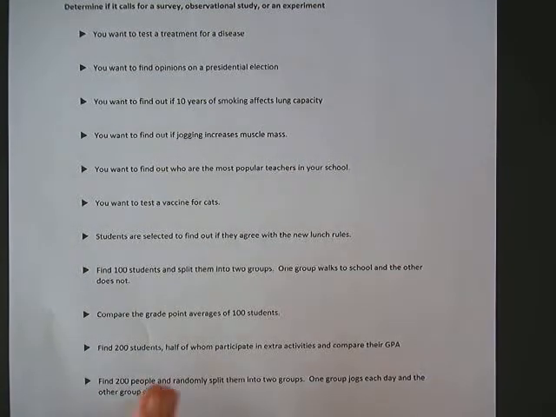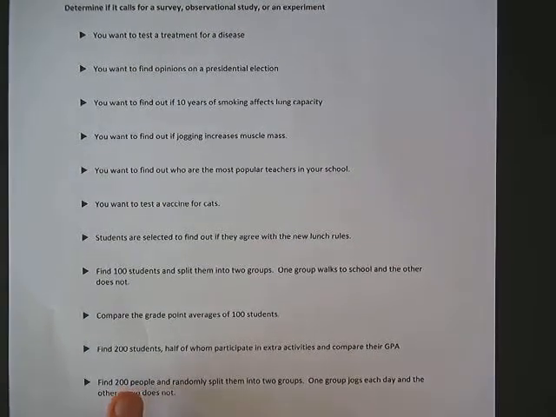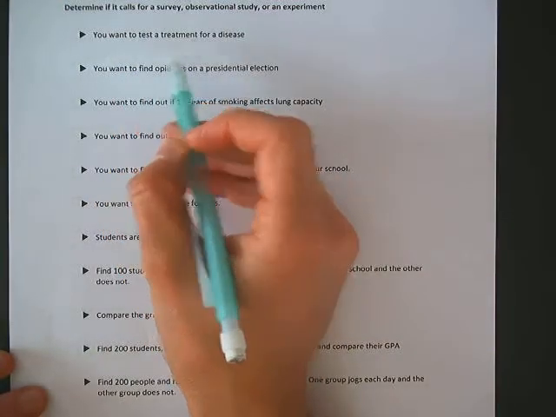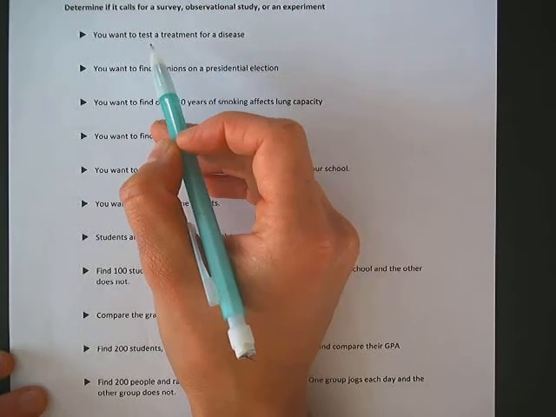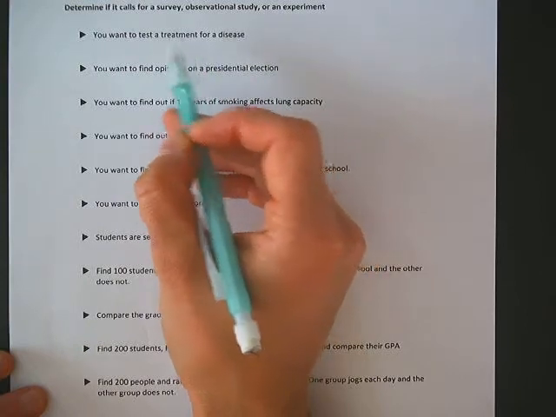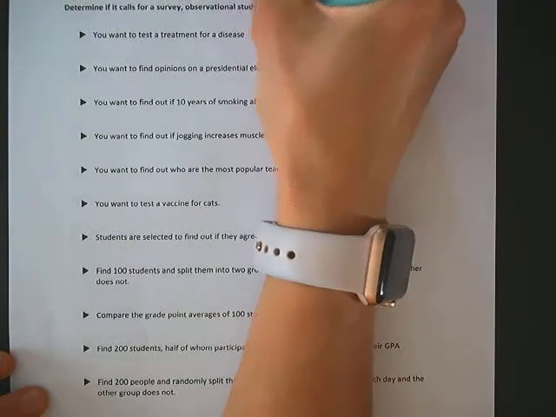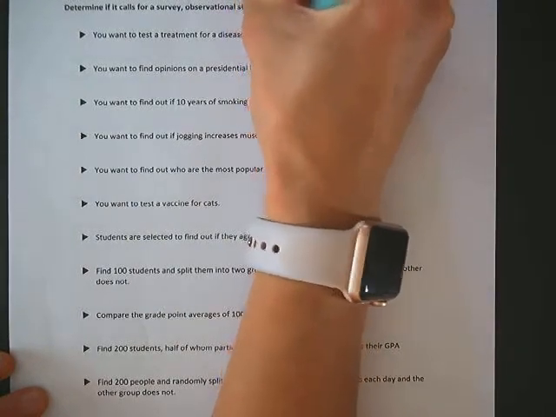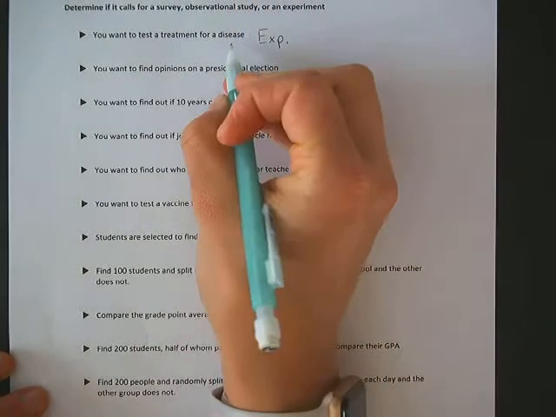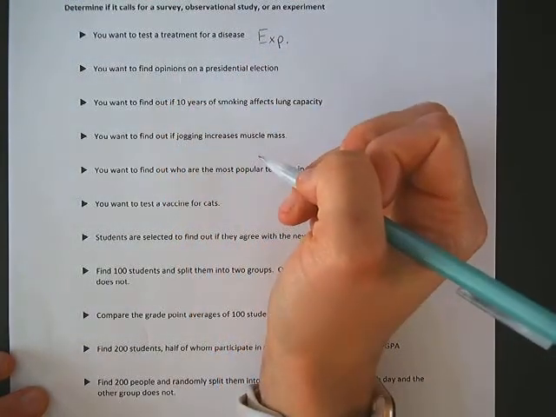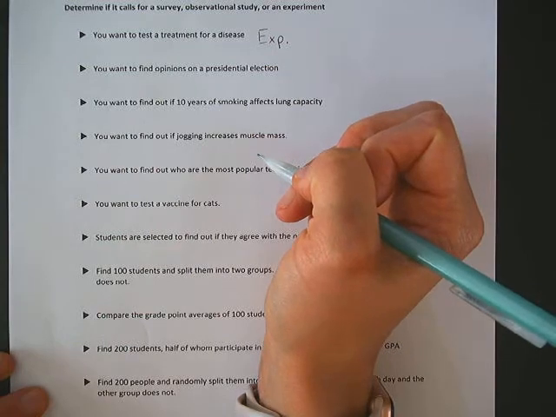And now we are going to go through and talk about what we would do with each one of these. I'm going to go kind of fast, but I'll try to explain as we go. The first one says you want to test a treatment for a disease. If you're testing a treatment, you would have to actually give the treatment to the people that have the disease. So you would have to do an experiment with that one, because your population would be those that have the disease, and then you would give them the treatment. That'd have to be an experiment because you'd have to do something.